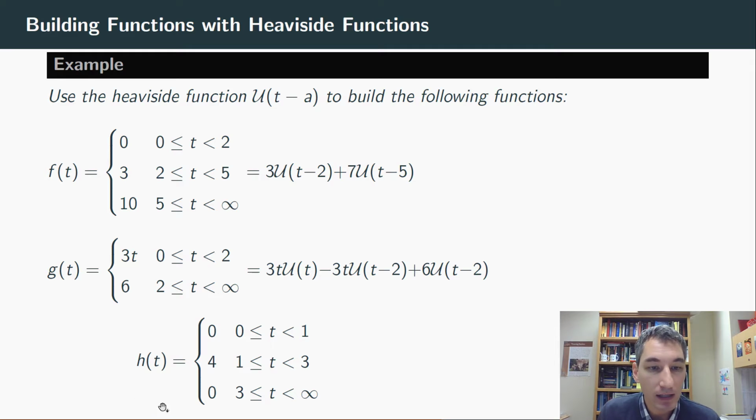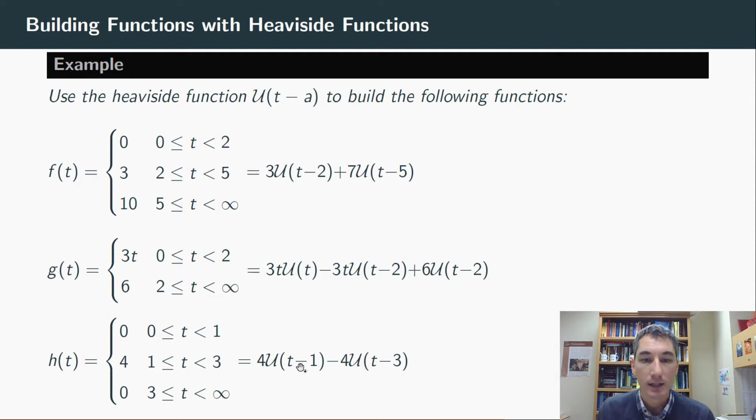And here's h of t. We're starting at 0 from 0 to 1, so we'll just need a 0 function up until 1. Starting at 1, we need a 4, so we'll turn on a 4, and then starting at 3, we need a 0, so we'll turn that 4 back off. So we really should just have 4 u(t minus 1), turn it on at 1, and then 4 u(t minus 3) with a negative, so it subtracts 4. So between 1 and 3, we just have this 4. After 3, we have 4 minus 4 is 0, and before 1, we'll have 0 because there's nothing there.